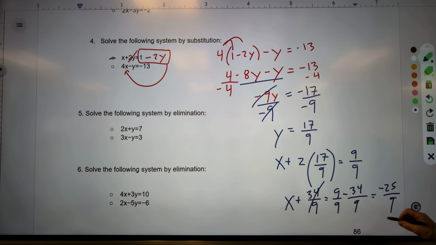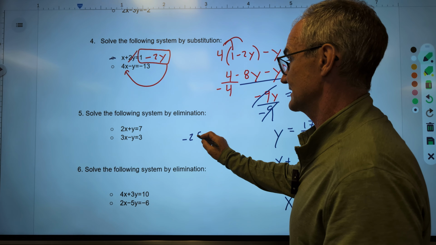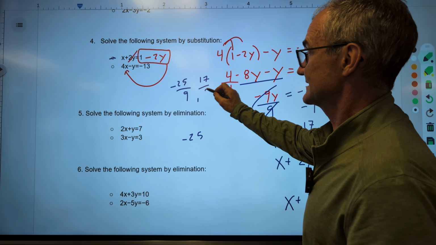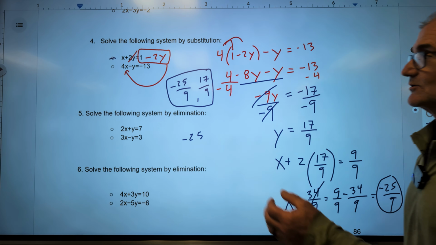So I have a value for x, negative 25 ninths. That's my value for x. My value for y, 17 ninths. So there's my solution, my ordered pair, my x, my y.